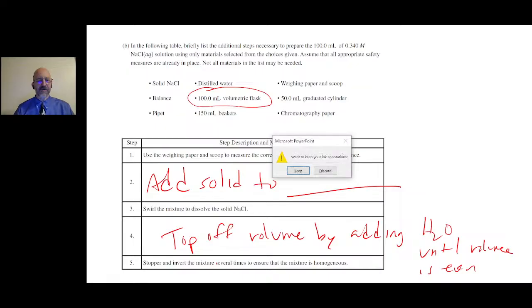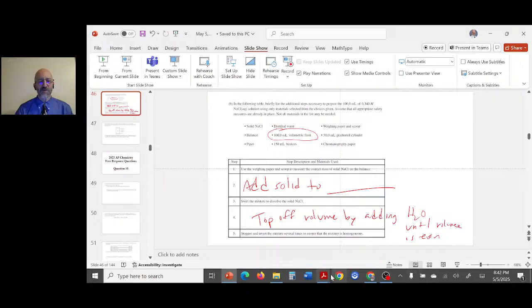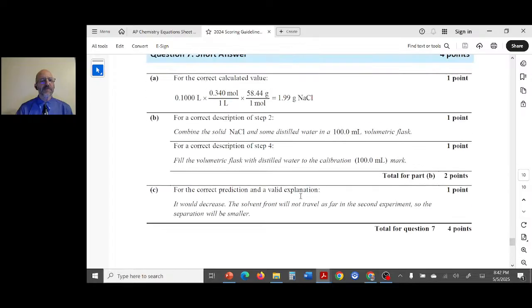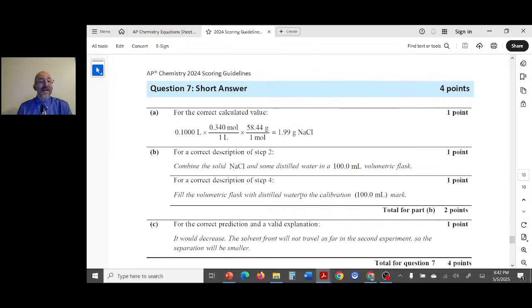Okay, so I'll just go ahead and show you what that says. Part B, combine the solid sodium chloride and some distilled water into a 100 milliliter volumetric flask. If you don't say volumetric flask, you don't get this point. If you say add all of the 100 milliliters of water at once, you don't get that point. But then you need to make sure that you fill the volumetric flask with distilled water to the calibration mark. That's how you prepare a solution in a volumetric flask.